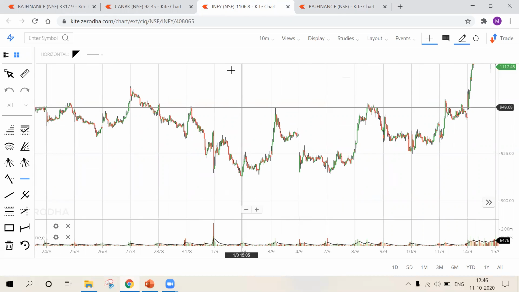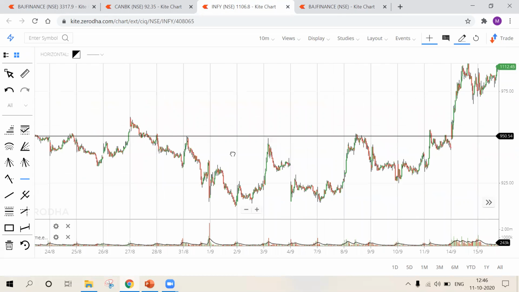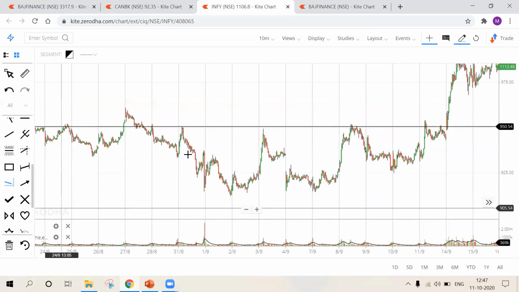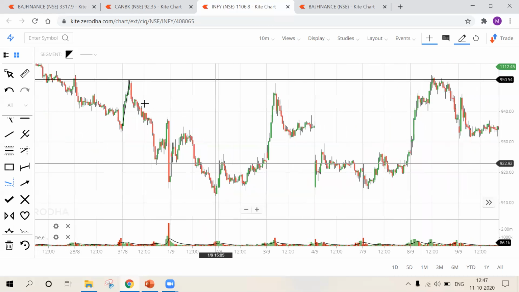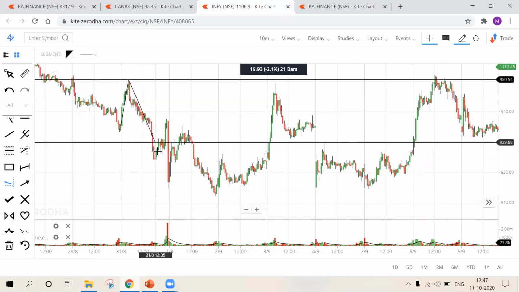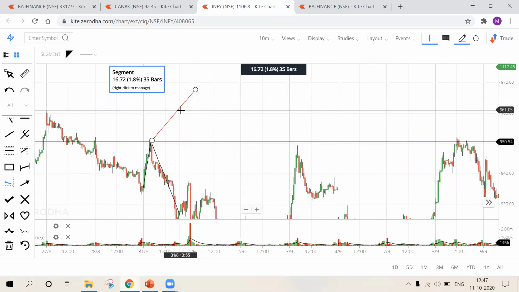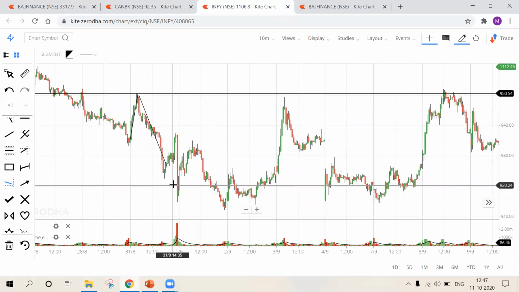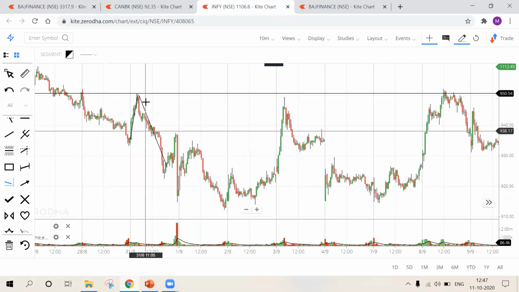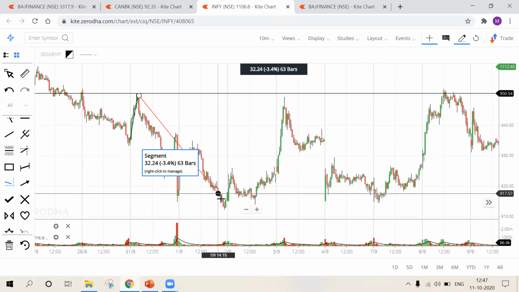For example, I can call this point a resistance point. Because in this scenario, when buyers try to push the price upward, sellers come to the market and they resist the price movement upward. Resisting means they are trying to press the price downward. So at the resistance zone, sellers come to the picture and try to push the price in the downward direction.